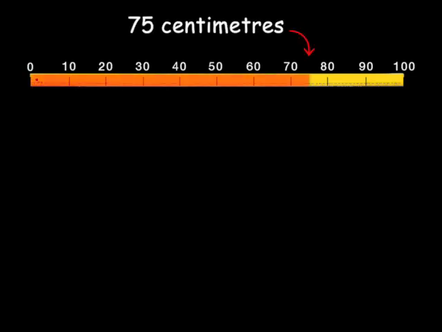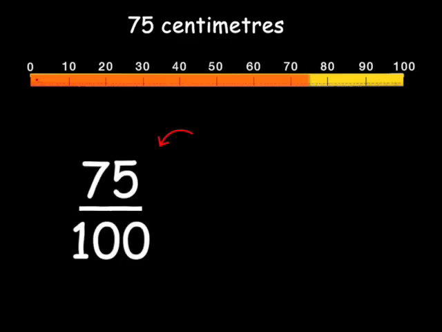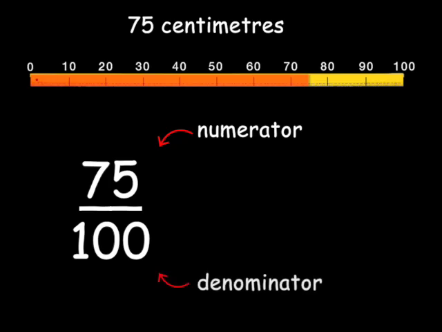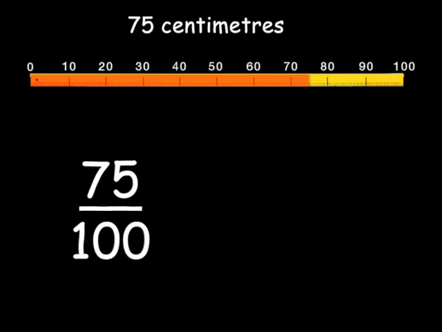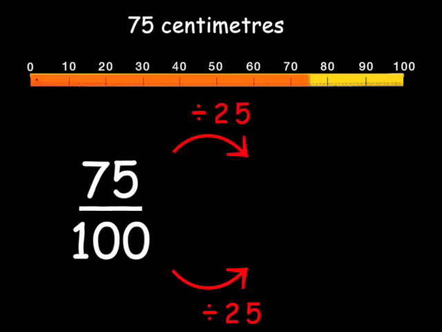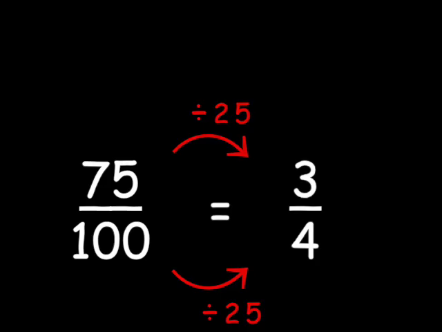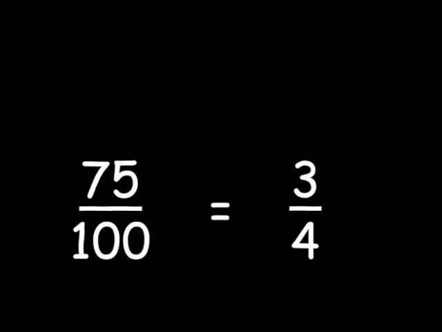Another example could be 75 centimetres as a fraction of 100 centimetres. To work this out, you put the number of units you're choosing on the top of the fraction, the numerator, 75, and the total number of units, the denominator, which is 100, underneath. Simplify the fraction by cancelling. You divide top and bottom of the fraction by 25, and you get 3 over 4, 3/4. 75 centimetres is 3/4 of 100 centimetres.